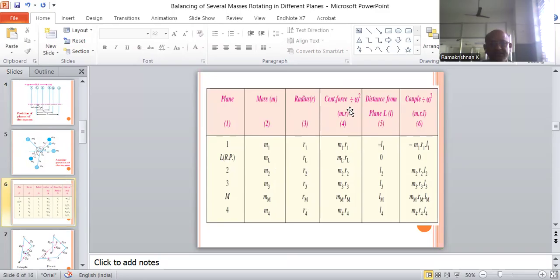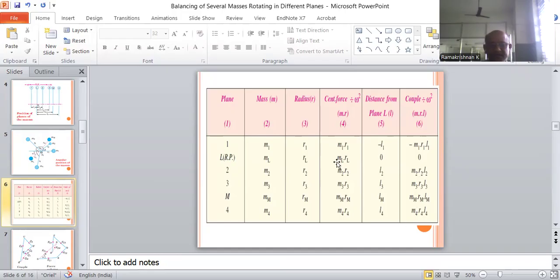Then the centrifugal force, so mass into radius. The product is given here. Then the plane distance taken from the reference plane L. The first plane is to the left of the reference plane, so it is regarded as a negative value, so minus L1, then 0. And the second plane is at a distance from L. So all the distances are noted. Then the last column, couple: force into distance. So the products are written here.